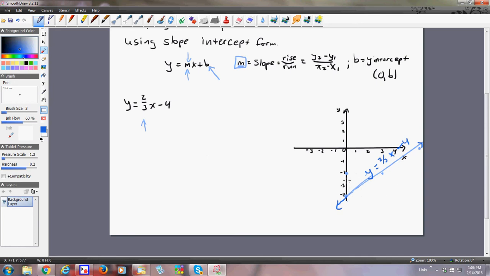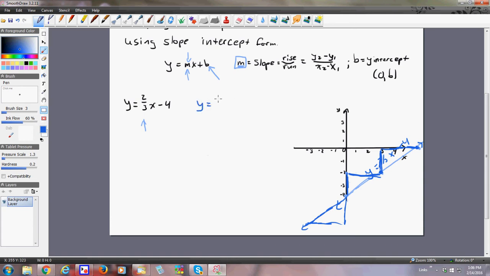Like I said, I went up 2, and then over 3, and that gave me this point, and then I went up 2 again, and then over 3, and that gave me that point. If I were to go down 2 and backwards 3, I should end up at that point, which would be correct.